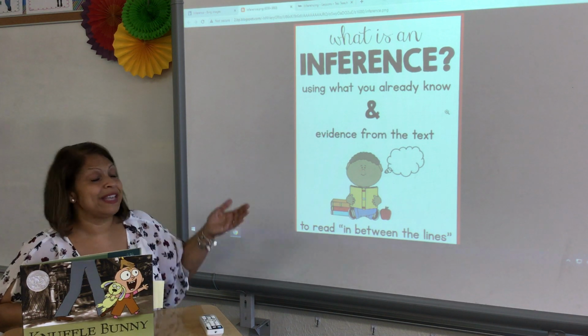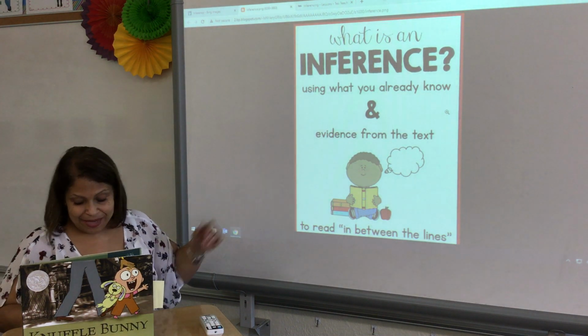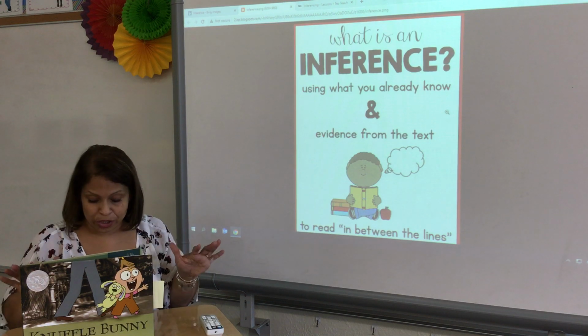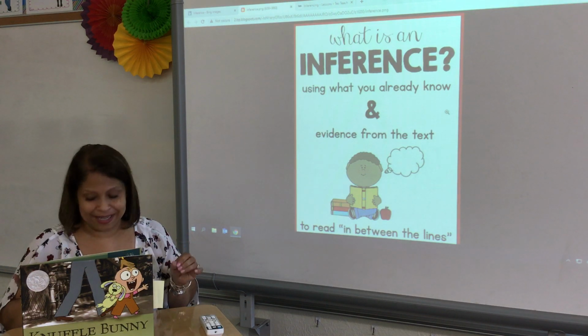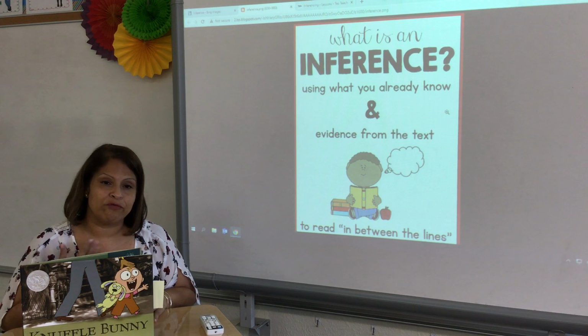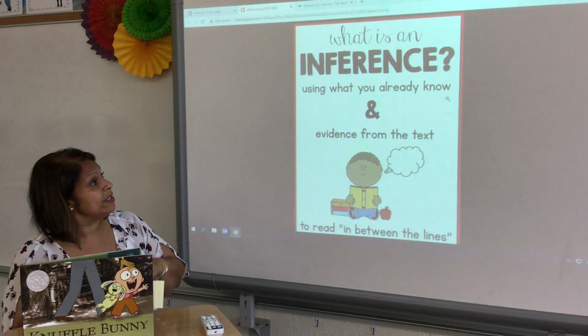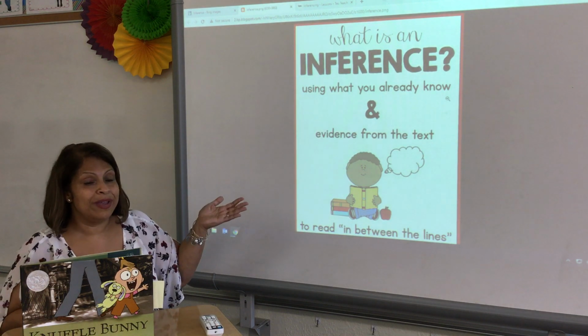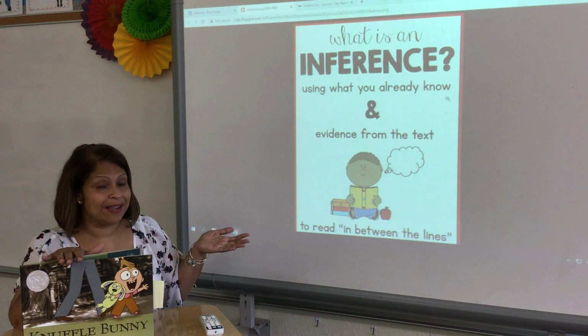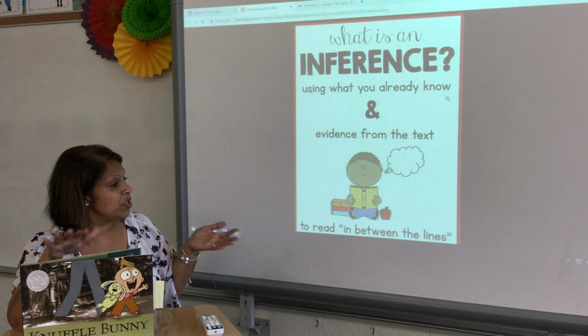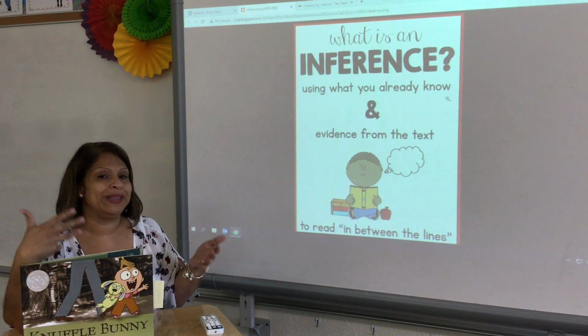Students, let's look at this anchor chart. In this center, we're going to learn something about inferencing. Inferencing is a skill that readers use to better understand what they're reading. You're going to take something that you already know, and you're going to find evidence in the text. You can also use pictures to try to figure out what's between the lines.